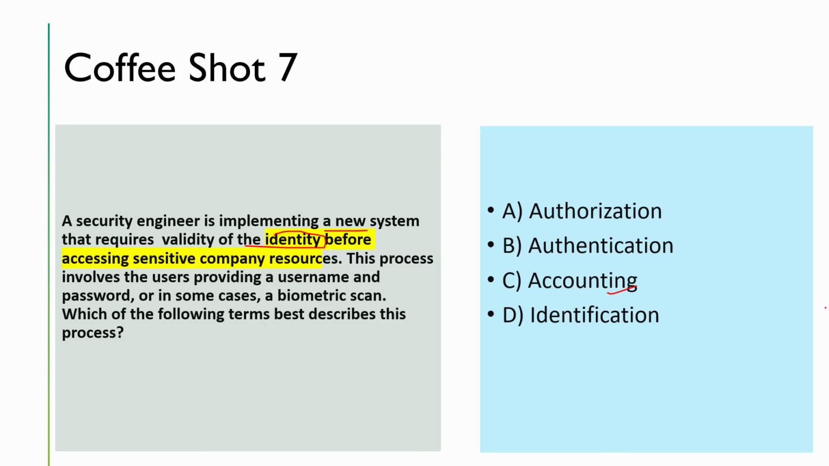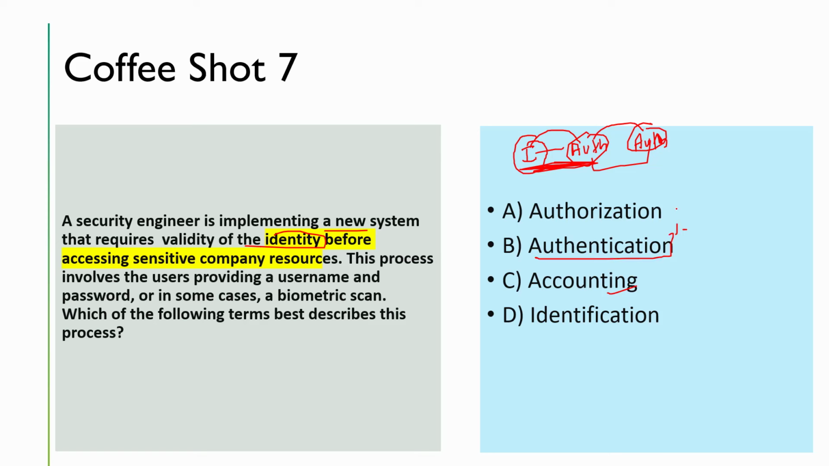The only way we can validate the identity before accessing a resource is, first we have identification, then we have authentication, and then we have authorization. So after successful identification, you move to authentication. If you do successful authentication, then only you talk about access. So here the question is talking about validity of the identity before they access the information. So the answer is basically authentication.